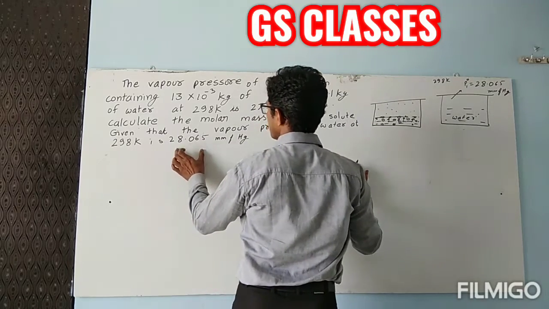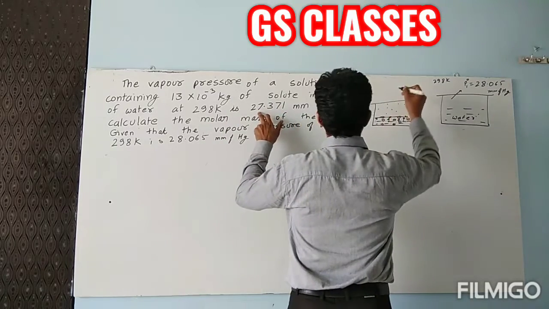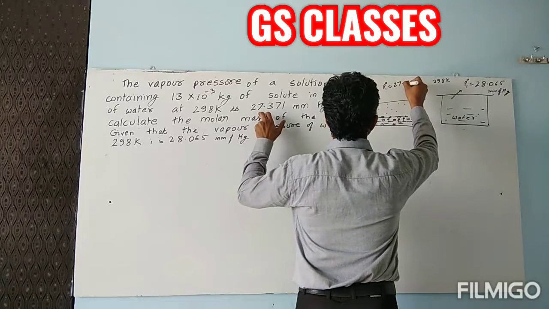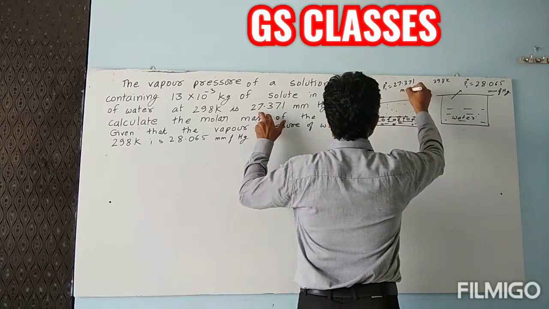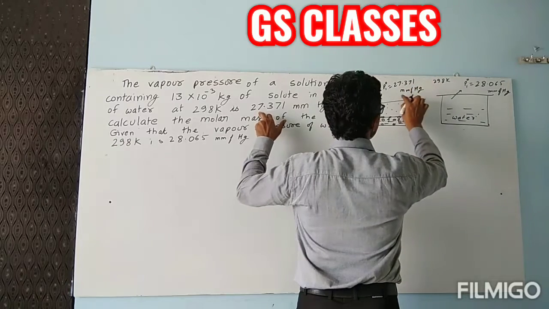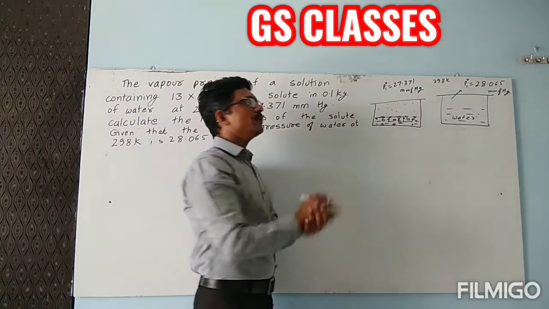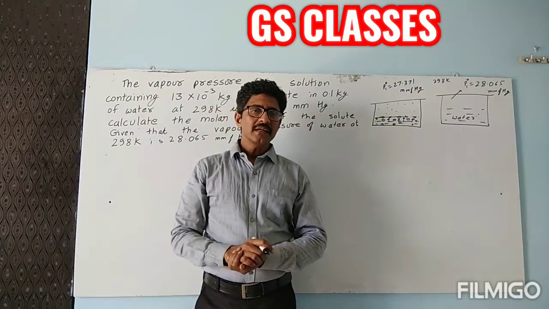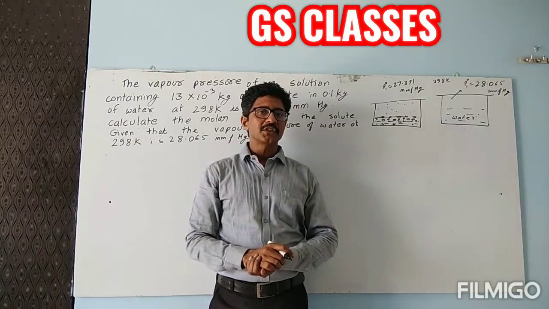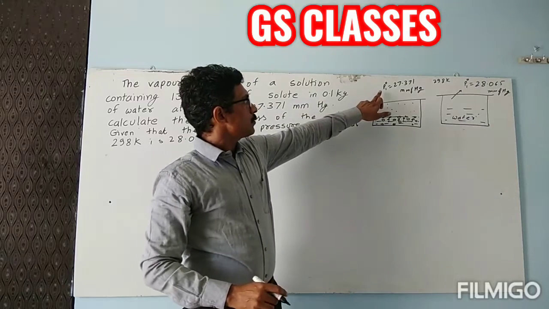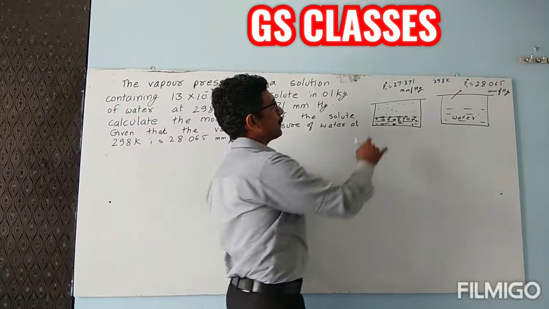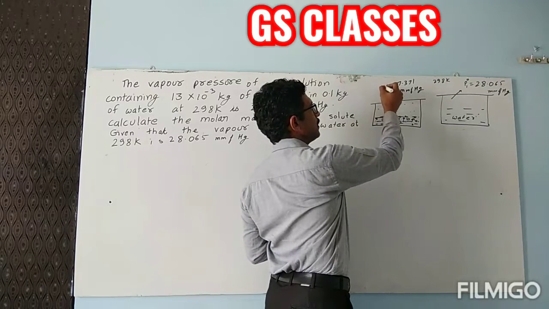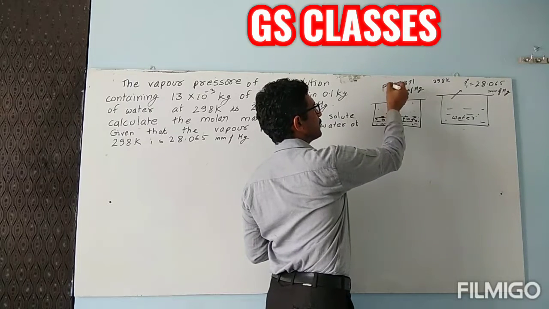This vapor pressure they have informed you is 27.371 millimeter of mercury. Millimeter of mercury is actually a unit for measuring the pressure. In this case, we are measuring vapor pressure. So P1, now this is vapor pressure of a solution. So we will change our symbol and we will write only P.